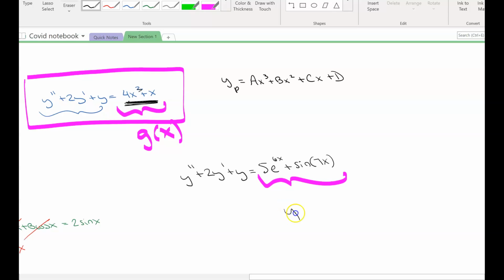Well, let's see. The y particular is going to be some constant multiple of e to the 6x, okay? But then we have to account for sine of 7x. So it could be plus some constant multiple of sine of 7x plus some multiple of cos of 7x, okay? And then again, you repeat the process.